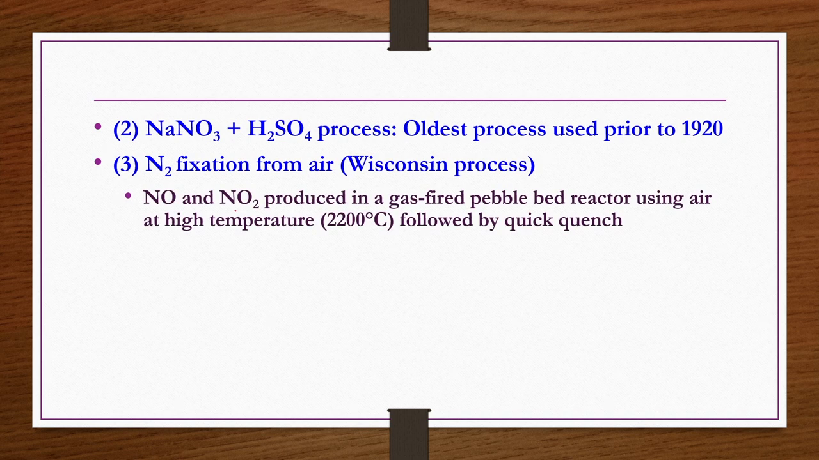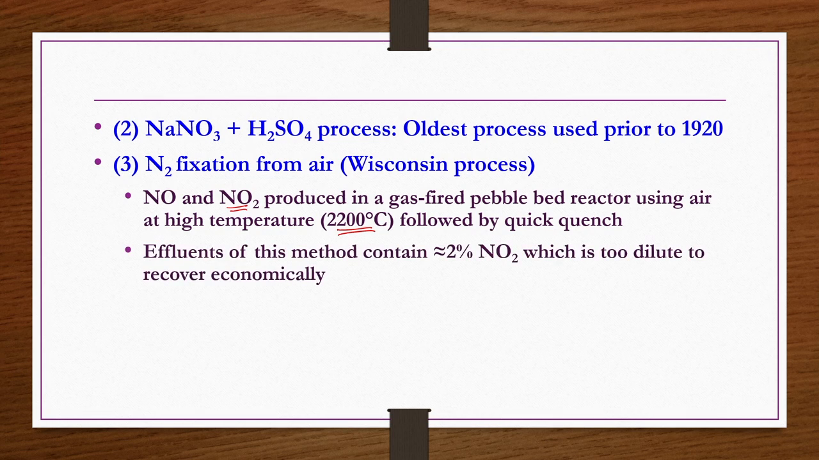Here, NO and then nitrogen dioxide are produced in a gas-fired pebble bed reactor using air at a high temperature, as much as 2200 degrees centigrade, followed by quick quenching. However, effluents of this method contain only 2% of NO2, which is too dilute to recover economically.